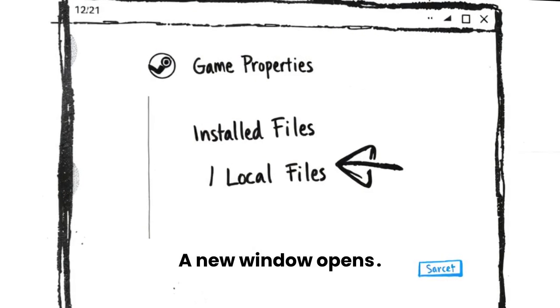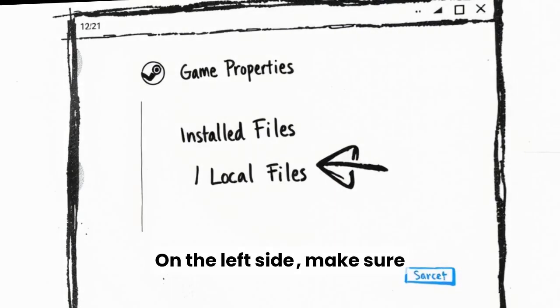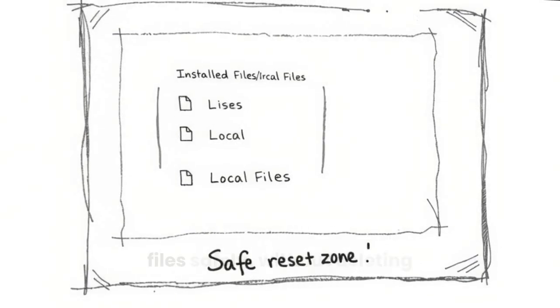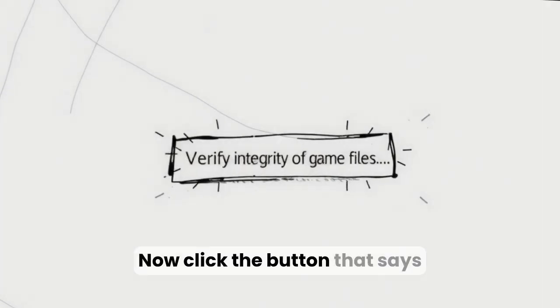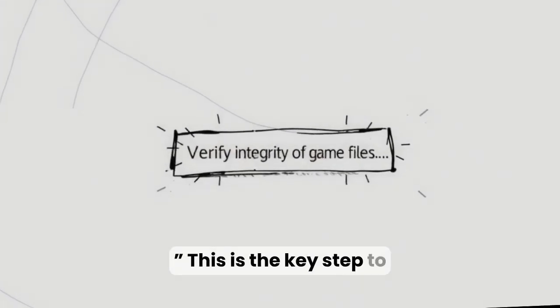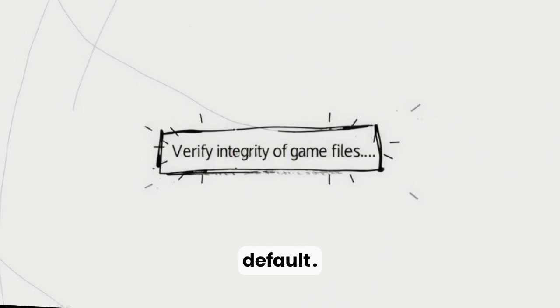A new window opens. On the left side, make sure you're on the Installed Files or Local Files tab, depending on your Steam version. This is where we'll reset your files safely, without deleting the whole game. Now click the button that says Verify Integrity of Game Files. This is the key step to reset everything back to default.